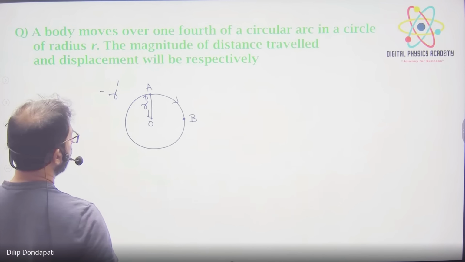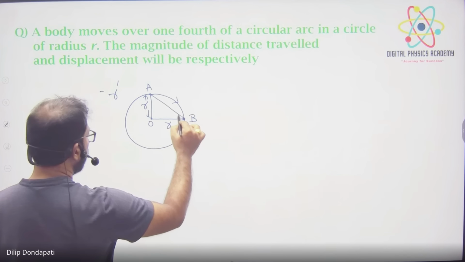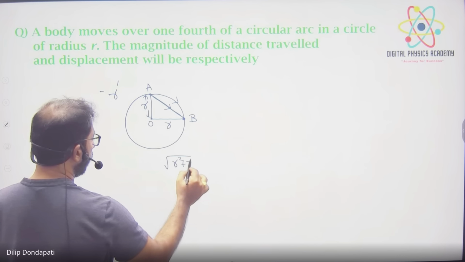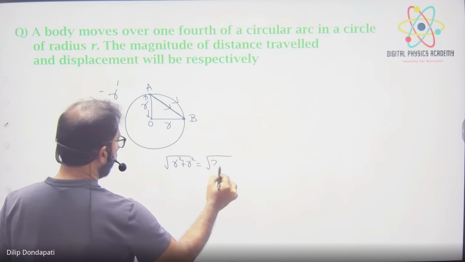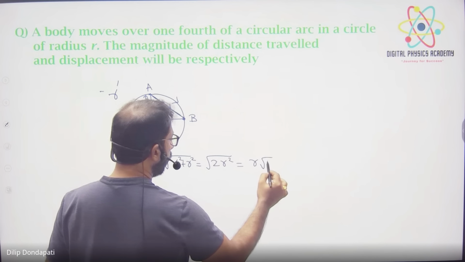Is the displacement root 2r square? No. This is r. This is also r, right? Shortest distance from initial position to final position. So root of r square plus r square is how much? 2r square. Root of 2r square is r root 2. Okay, simplify and then we should tell.